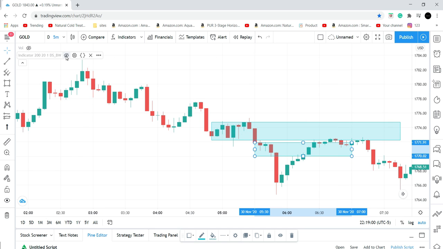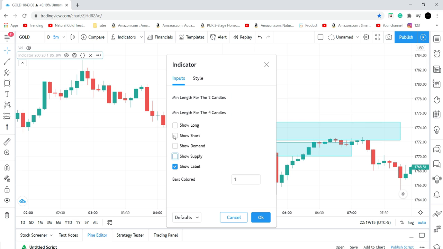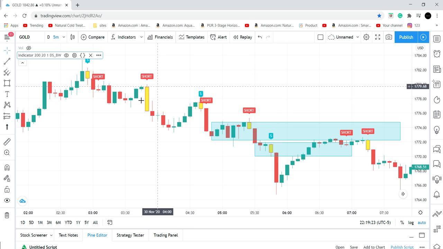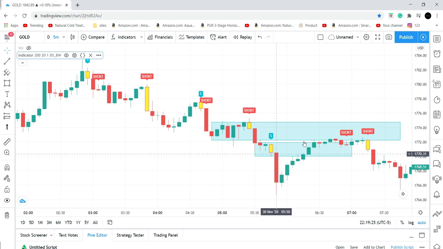And let me see the indicator. Let's actually turn on the indicator real quick. And let me see, we're going down. So we're looking for shorts, and we're only looking for supply. And notice how the indicator is basically showing us supply and short signals to get in the market.